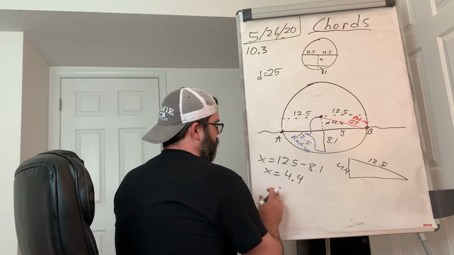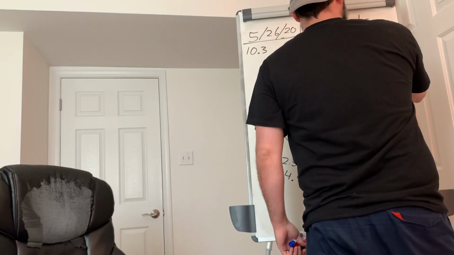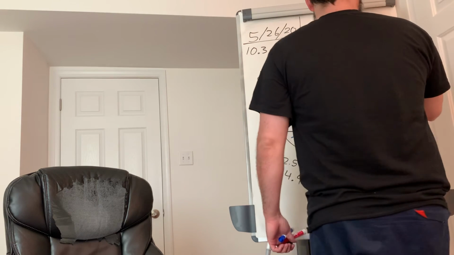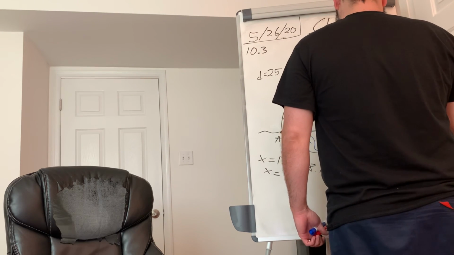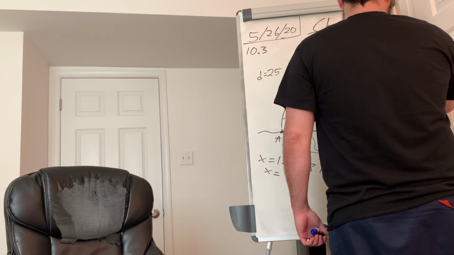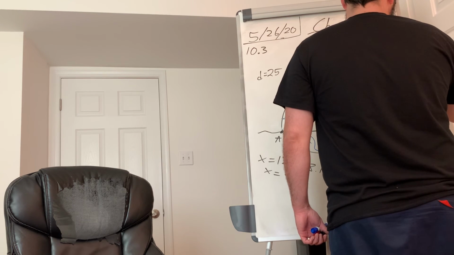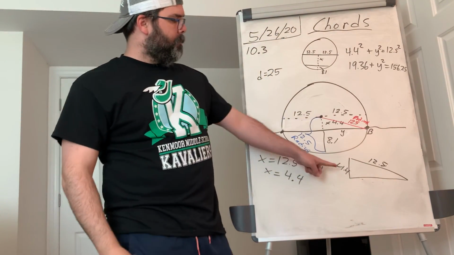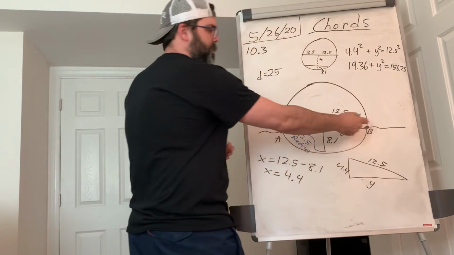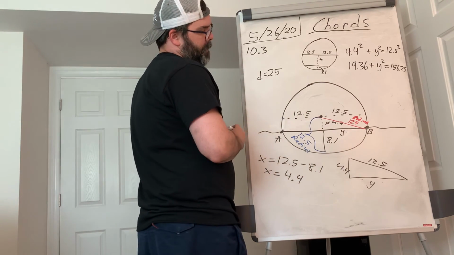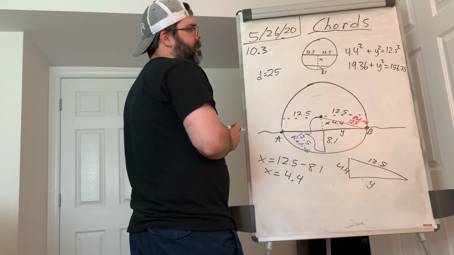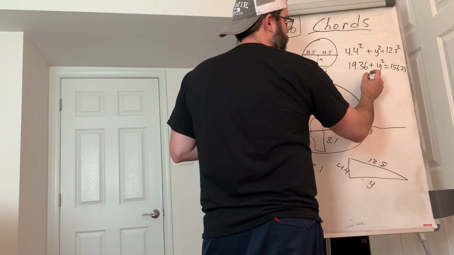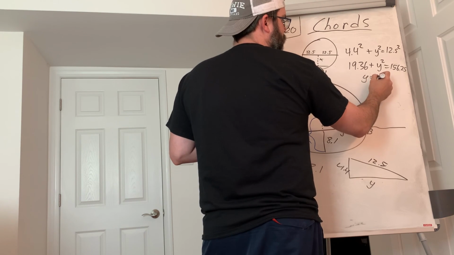Alexa, what's 4.4 squared? 4.4 squared is 19.36. Alexa, what's 12.5 squared? 12.5 squared is 156.25. Okay. So 4.4 squared plus y squared, which is what I called here to here, equals 12.5 squared. So subtract 156.25 and 19.36. Alexa, what is 156.25 minus 19.36? 156.25 minus 19.36 is 136.89.